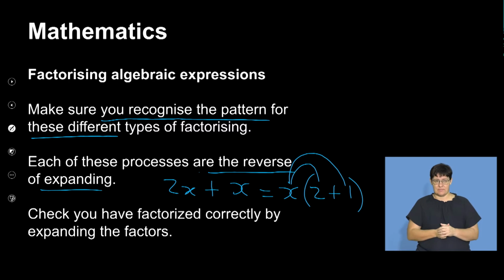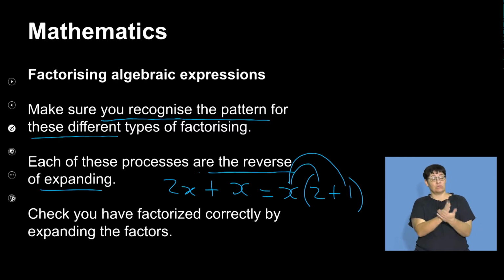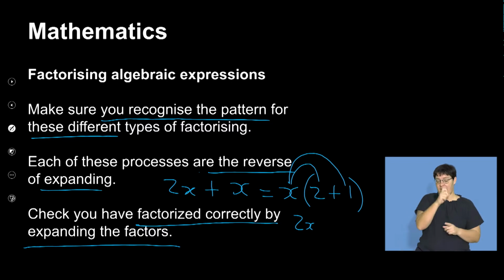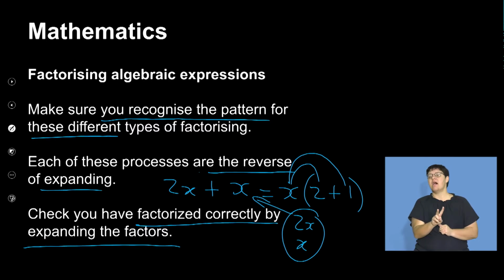The last thing you always need to make sure of when you are factorizing is that you check that you have factorized correctly by expanding the factors, right? So in this example that I just gave you, if I want to test, x multiplied by 2 will give me 2x, and then x multiplied by 1 will just be x. And then you can see it gives me the terms that I had initially when I started.